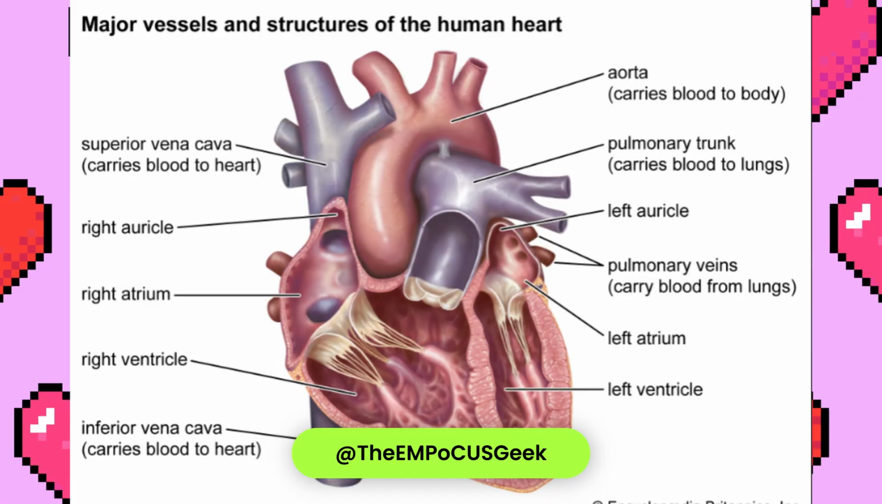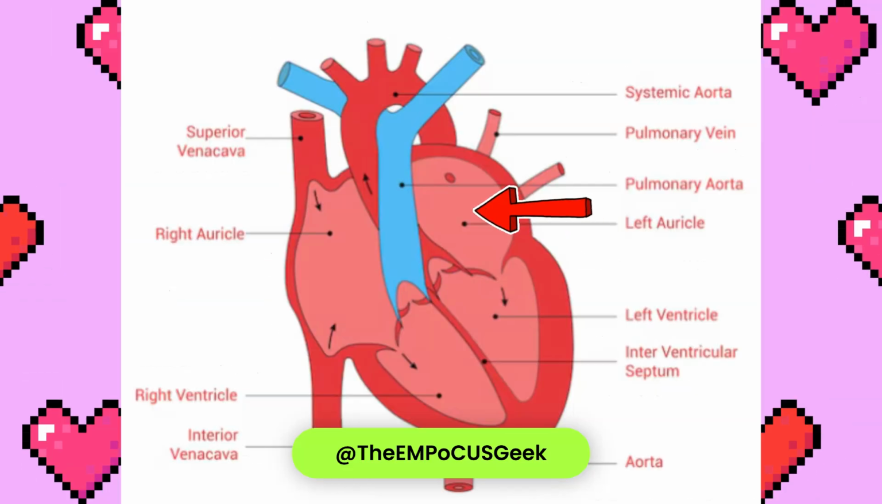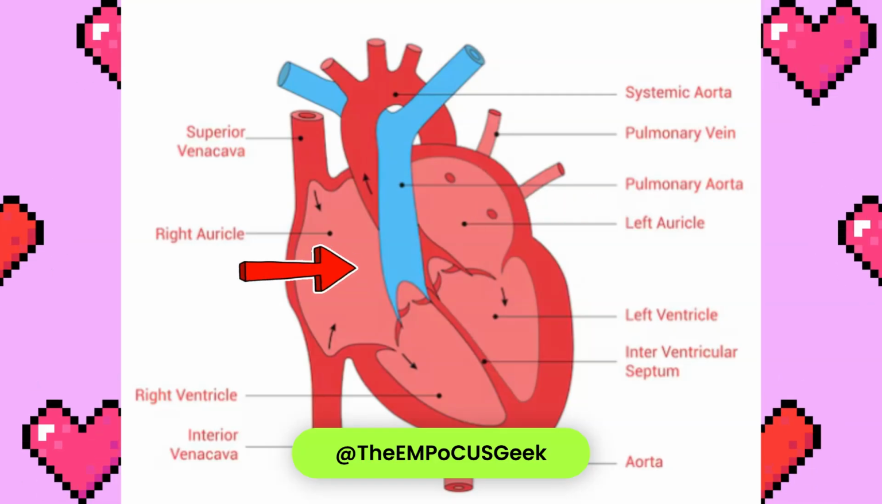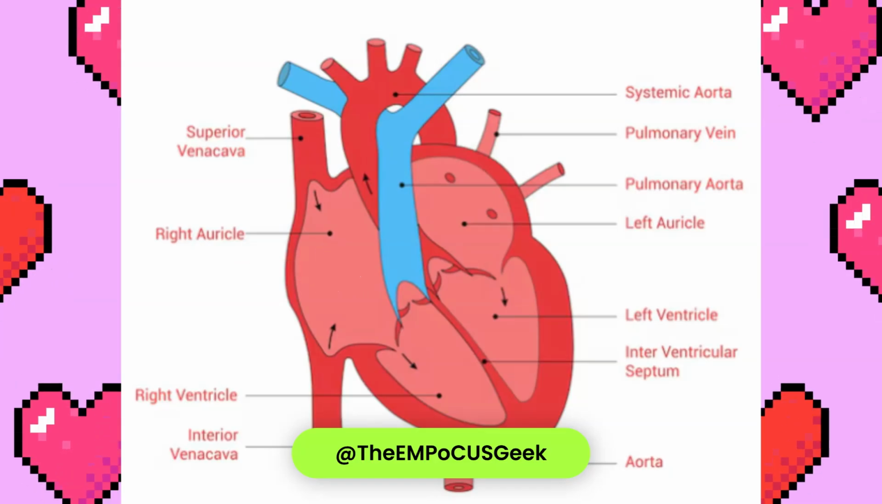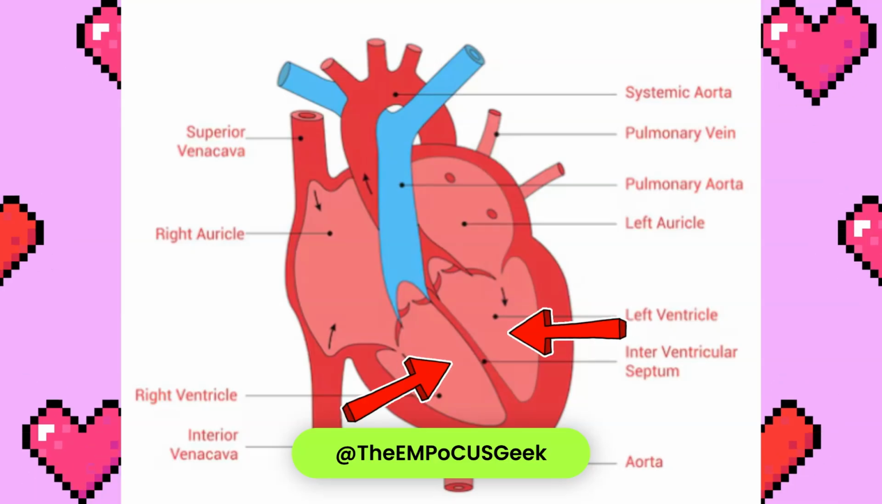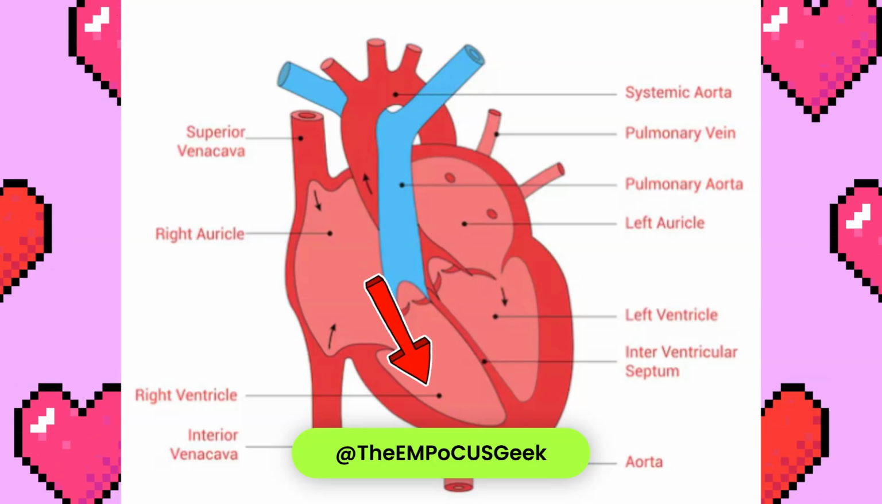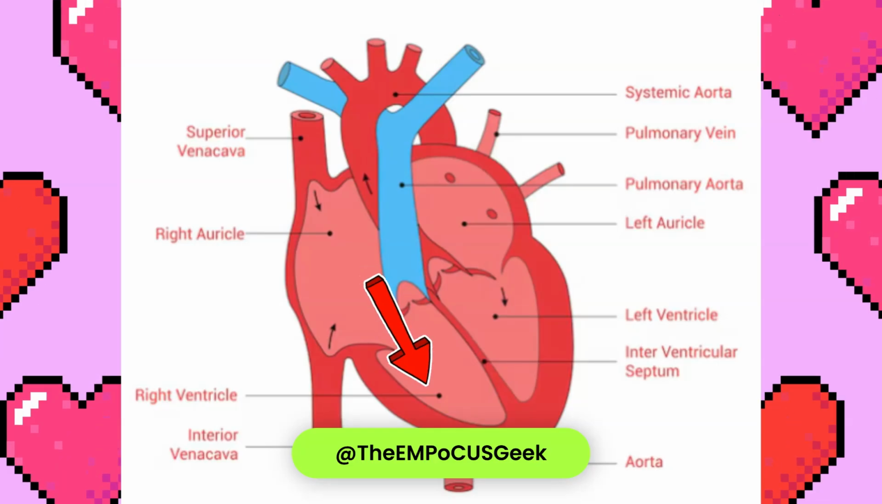The heart consists of four chambers, two atria and two ventricles. The left atrium receives oxygenated blood from the lungs, whereas the right atrium receives deoxygenated blood from the entire body. This blood is pumped into the left and right ventricles respectively. That means from the left atrium, blood flows through the mitral valve into the left ventricle. Similarly, from the right atrium, the blood flows across the tricuspid valve into the right ventricle.